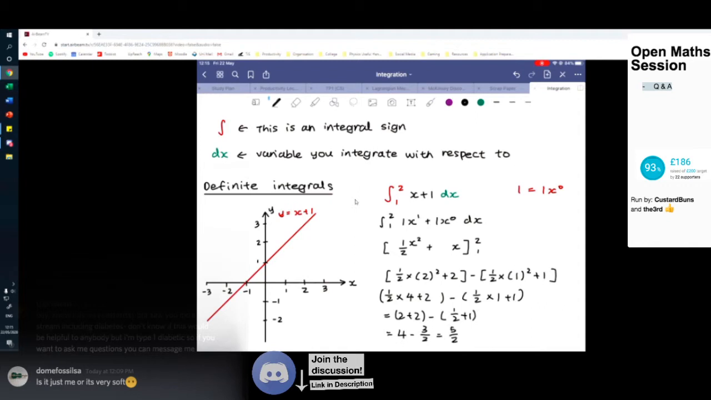5 halves. But this can also be written as 2.5, if that's more familiar to you. And now we're going to count the squares to verify that indeed that is the correct area under the curve. So we know that an area of 1 would just be a 1 by 1 square. So this square we see here, that's the area of 1 by 1 square.